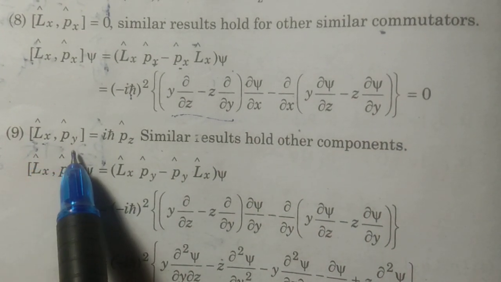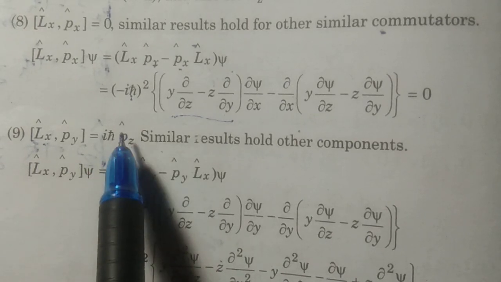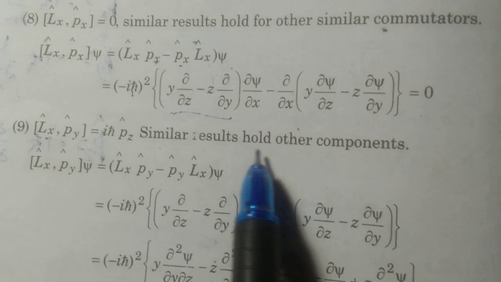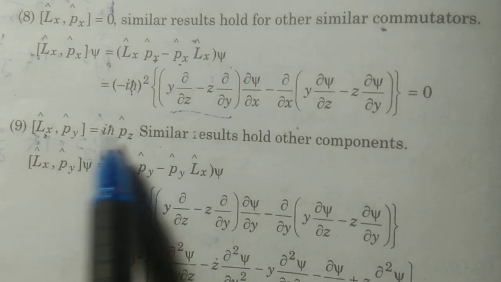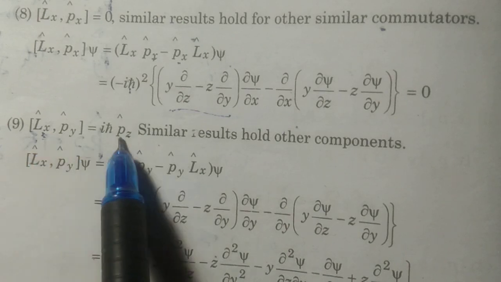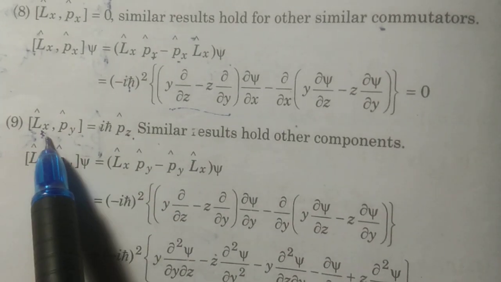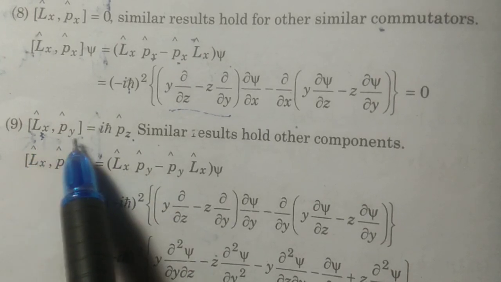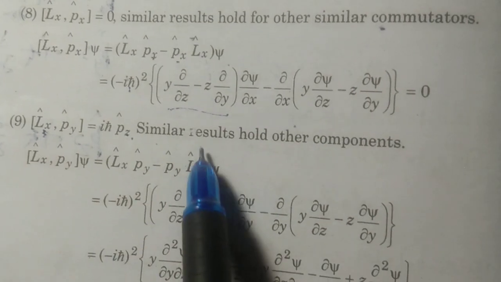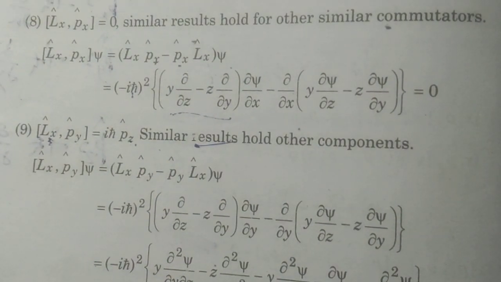The commutation relation of Lx with Py is equal to i h bar Pz cap. A similar result also holds for the other components. So this is x, y, z. So this is cyclic x, y, z. So you can find the other relations also, of the y, z, x and z, x, y type. So a similar result holds for the other components.